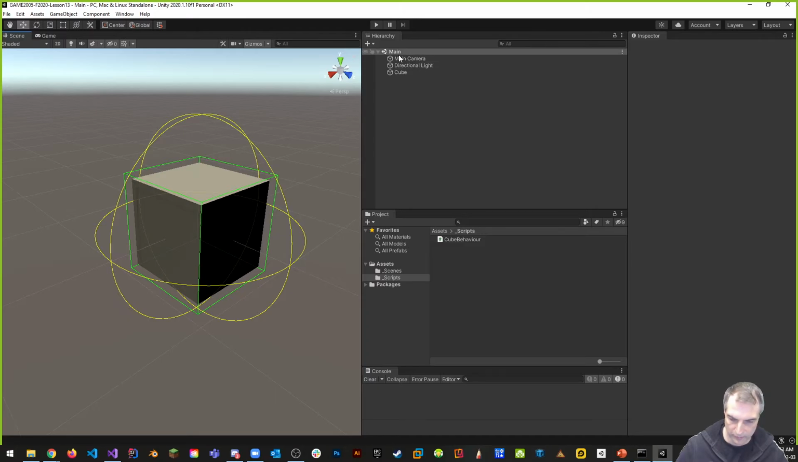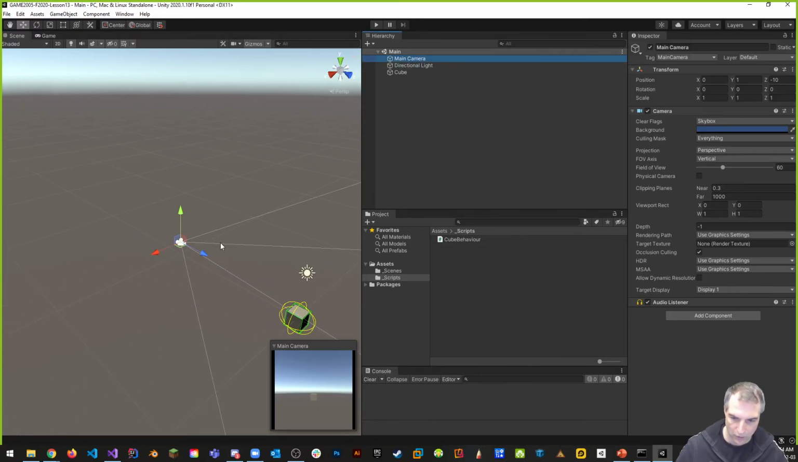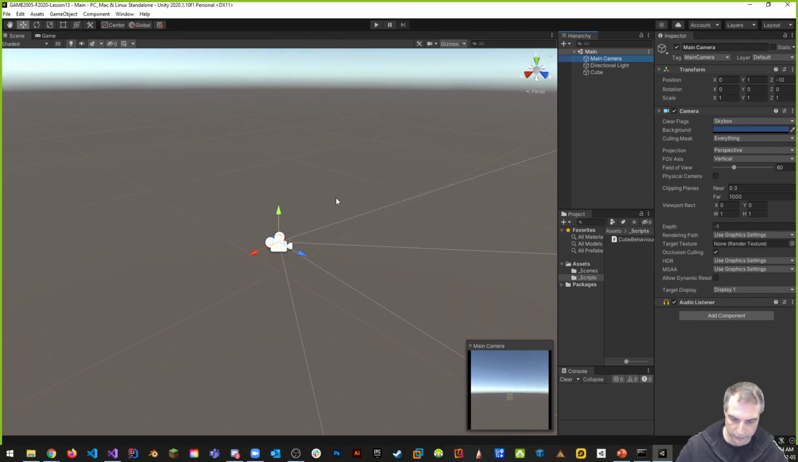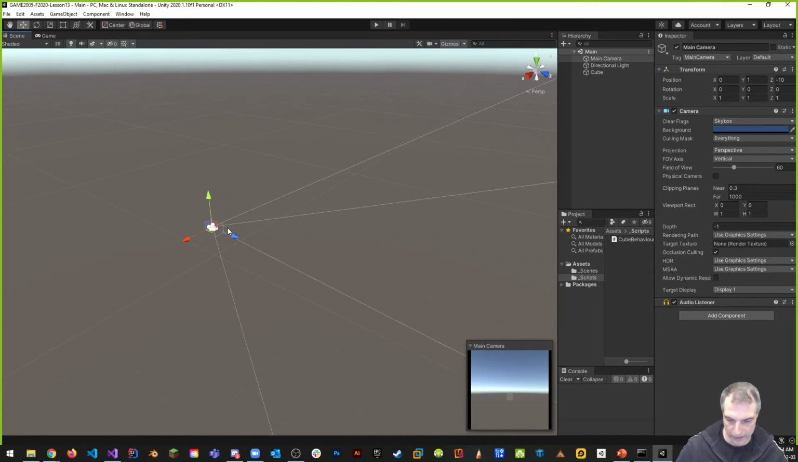We talked about different components in the hierarchy. So here we have a main camera. If I double click on it, or if I press F to frame select, it's going to take me to the three-dimensional object. You can turn off the 3D icon by going up to where it says gizmos and unchecking 3D icons. If you did that, then you're not going to see the 3D icon as big. It's going to be much smaller here. There it is. That's the camera.